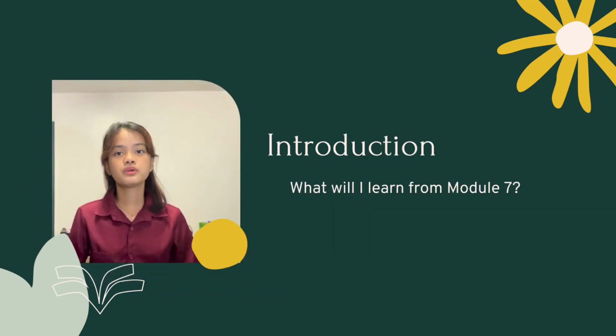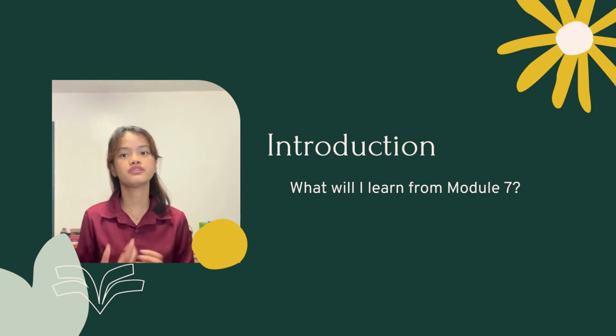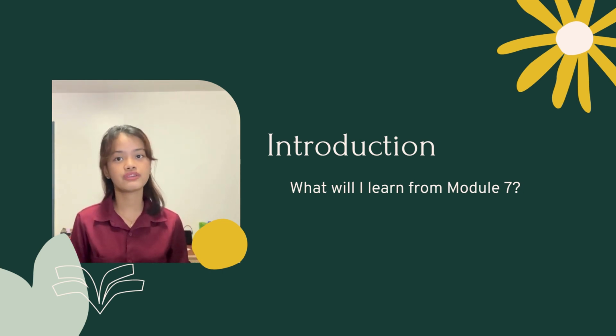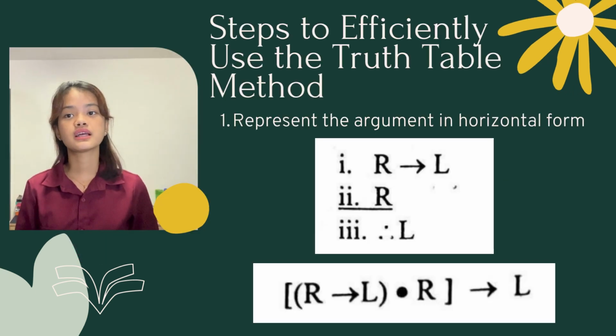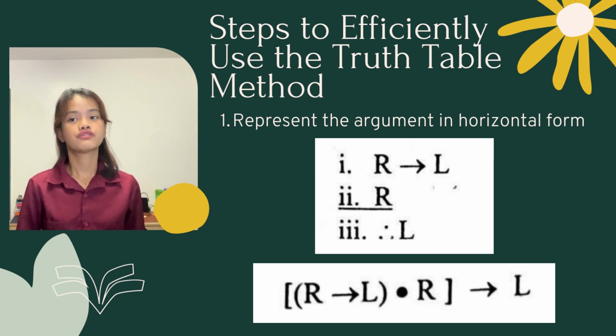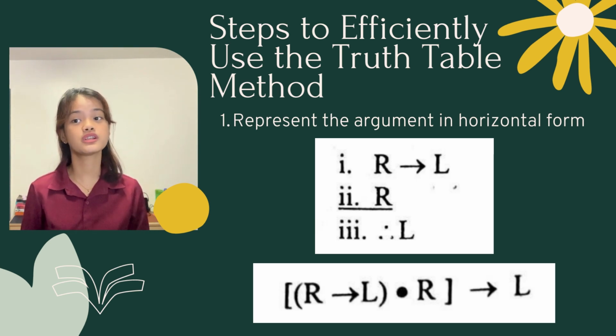In this module, we will apply all the skills, concepts, and principles we have learned in order to be able to perform the very complicated task of determining the validity or the invalidity of any argument form in terms of the truth table method. There are several steps to efficiently use the method. First, you have to represent the argument in horizontal form. Let's use this vertical structure, a modus ponens, as an example as shown on your screen.